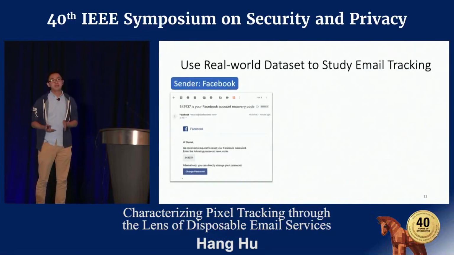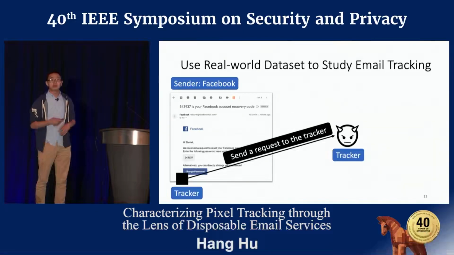This large data set of email messages is really valuable. It's rare for researchers to have access to such a large data set of email messages, and it presents a valuable opportunity to study email tracking. Previously, I mentioned that when Facebook sends an email to me, it will insert a tracking pixel at the end of the message. By just opening the email, my email client will send a request to the tracker, and this way, the tracker will know whether the email has been read.